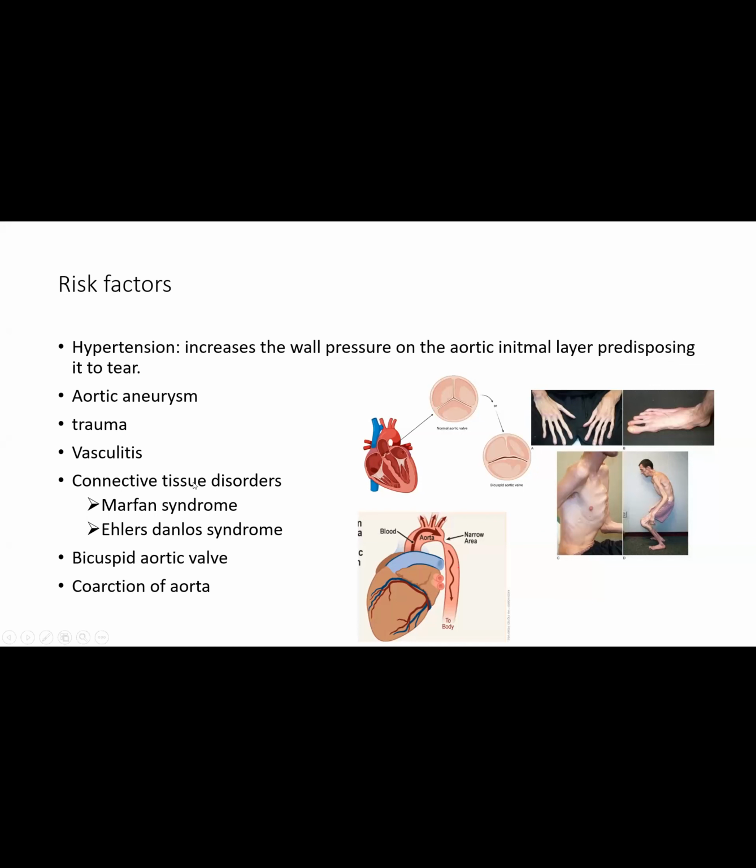So the whole thing is mainly about this: if there's a weakness in the vessel wall, if the tunica media region or the adventitia region has been affected, it's all related to the weakness that leads to dissection.